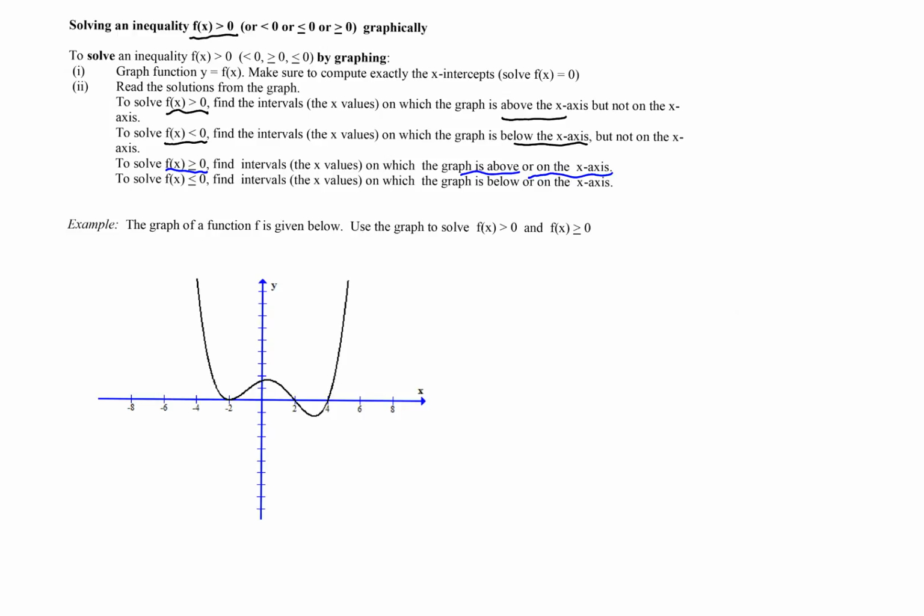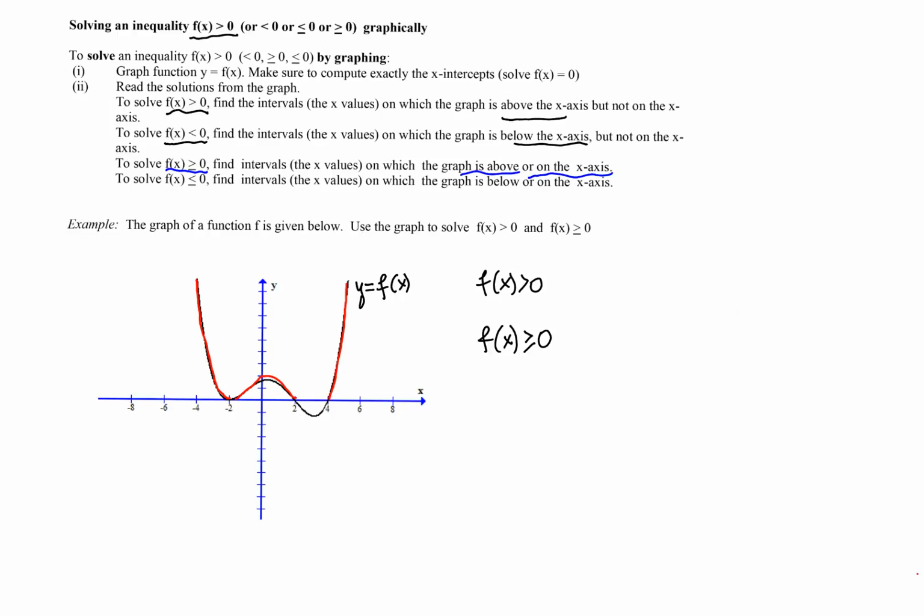We have the graph of the function f of x, and we want to solve the inequality f of x is greater than 0 and f of x is greater or equal 0. So if I'm looking to find the values such that f of x is greater than 0, I will look at the parts of the graph that are above the x-axis. So this part is above the x-axis. The whole part here is above the x-axis, and the part right here is above the x-axis.